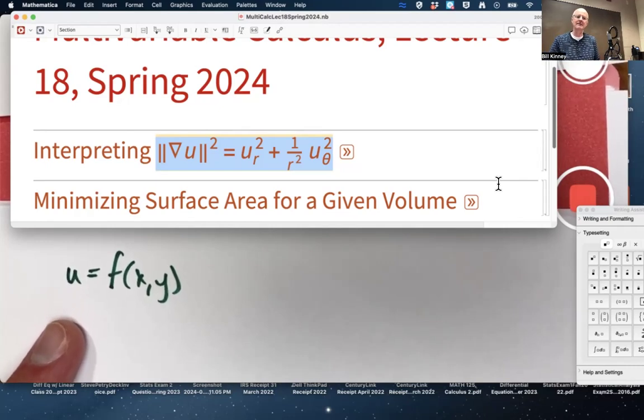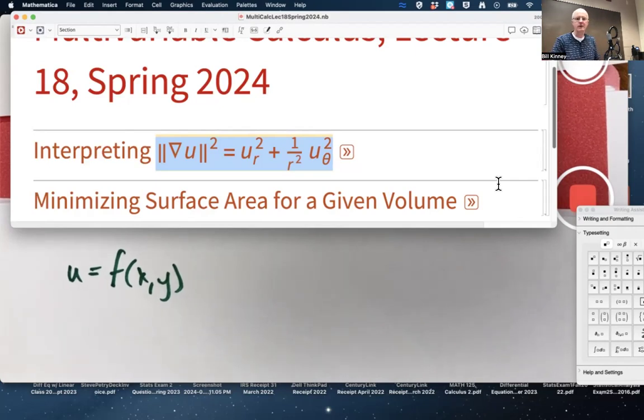It could represent a temperature distribution. For a wave, it could represent the magnitude of the wave or the displacement. This is useful for, have you ever heard of Laplace's equation and the wave equation and things like that? That's where this kind of notation comes into play.